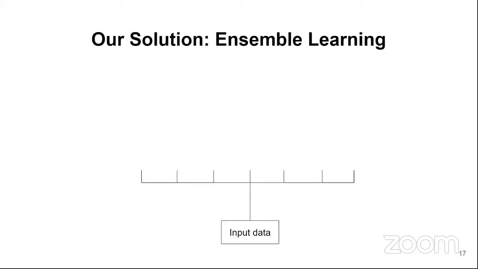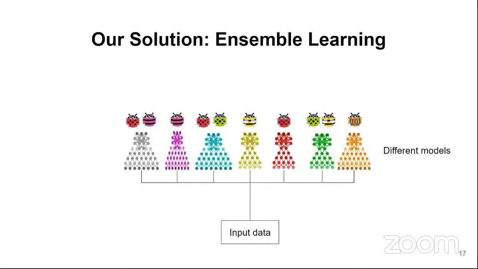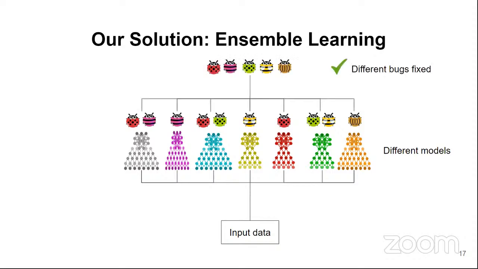Our solution is to train multiple models with different complexity and combine them using ensemble learning. Models with different complexity will capture different features and fix different bugs. Then, we use ensemble to combine these models into a technique that can fix more different bugs.